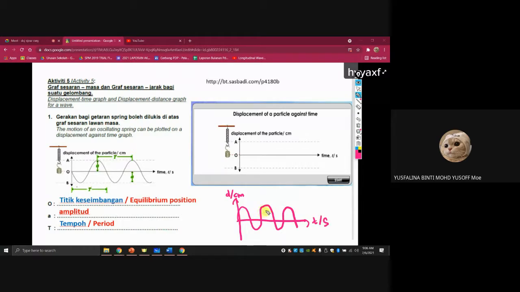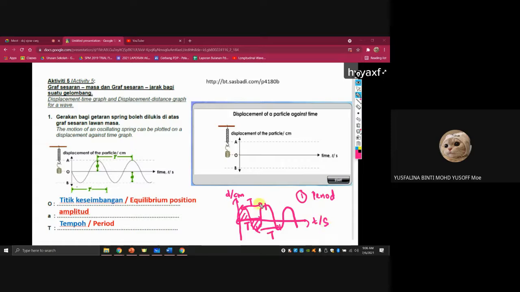Displacement against time graph. What information can you get? The first one is the period. How do you find the period? The period must be from crest to crest, or trough to trough. Also we call it one period. Or we can say from here to here there are two semicircles. This is also called the period. It's the same as wavelength, but here the x-axis is in seconds.